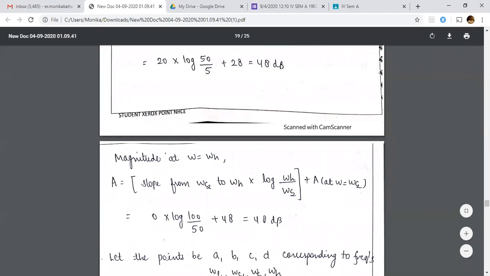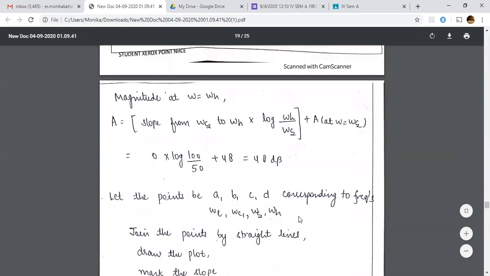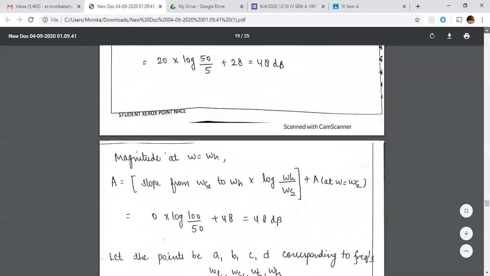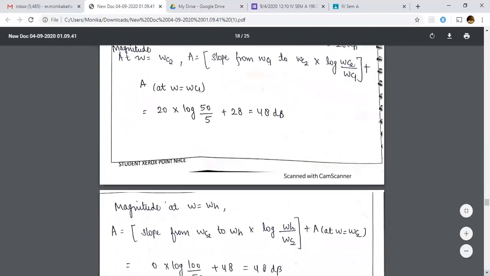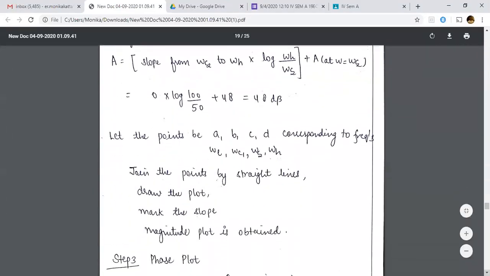Now, let the points be A, B, C, D, corresponding to frequencies omega L, omega C1, omega C2 and omega H. So we have got 4 points. After that, we got the first point as minus 12 dB, second point as plus 28 dB, third point is plus 48 dB, and fourth point is plus 48 dB. We have got 4 points. Now what we have to do? We have to join the points by straight lines, draw the plot, mark the slope, and the magnitude plot is obtained.